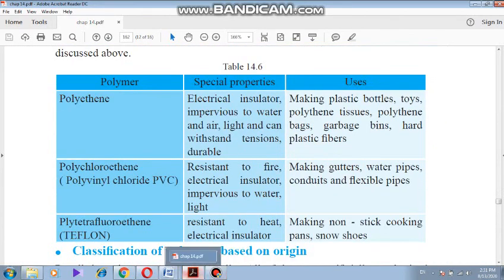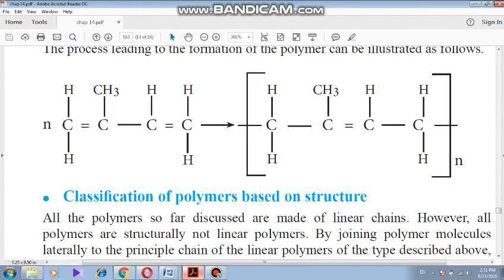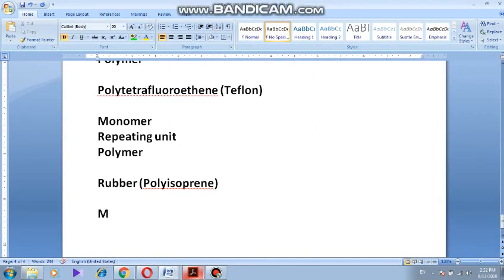The fourth polymer you want to see is rubber. Rubber is also known as polyisoprene. Here also we have an equation. The left side one without N is the isoprene, the monomer. The right side one is the polymer, polyisoprene or rubber. If you mark it without bracket and without N, it is going to be the repeating unit. So for rubber also, you are going to mark monomer, repeating unit, polymer.